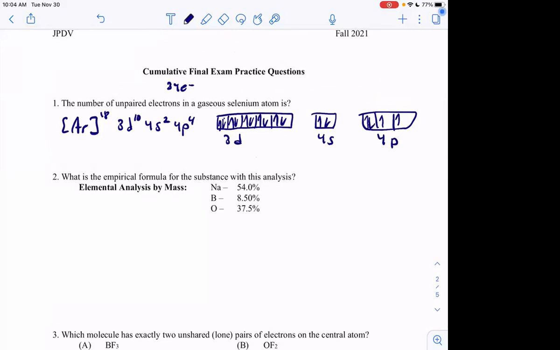The number of unpaired electrons is what? 2. You don't need to do all that work to get to that if you're good with electron configurations. A lot of you are going to look at that and say, okay, 3d is filled, 4s is filled, I've got 4 electrons in 4p, boom, 2 of the p boxes are filled. You just do this right here, and you've got your answer. And the answer is 2.